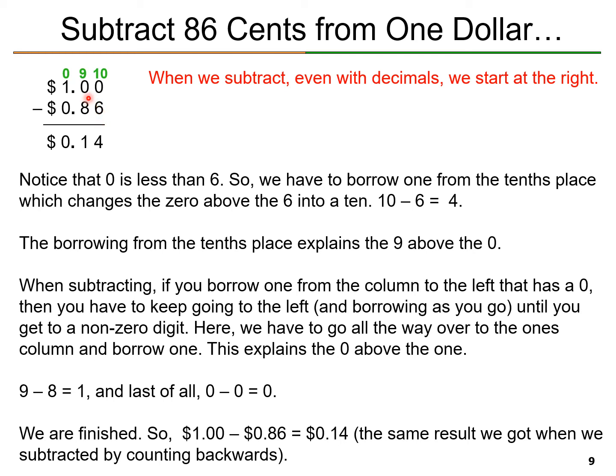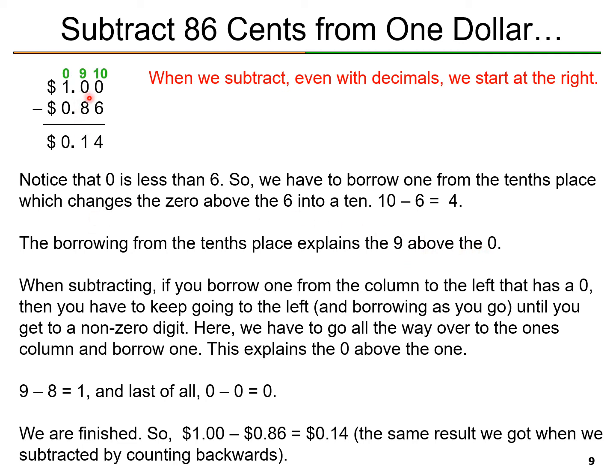So because we borrowed 1 from the tenths place, we add that 1 to this 0, and this 0 becomes a 10. So we take this 0 and put the 1 in front of it that we just borrowed from the tenths place, and this 0 becomes a 10. 10 minus 6 is 4. The borrowing from the tenths place explains the 9 above the 0.